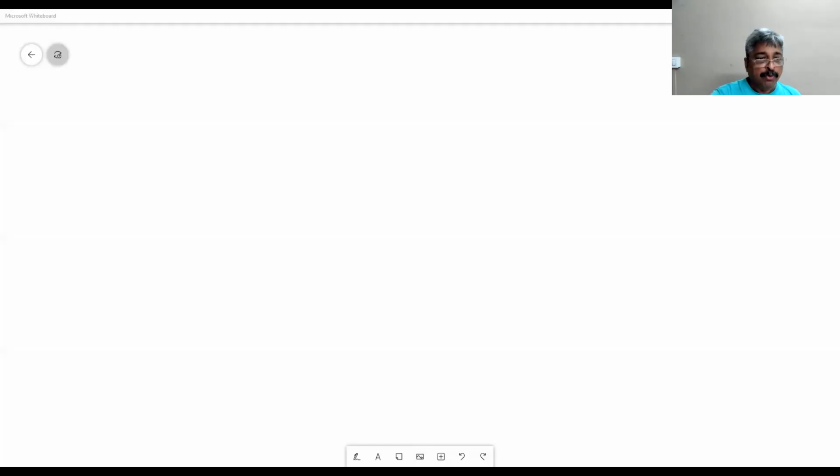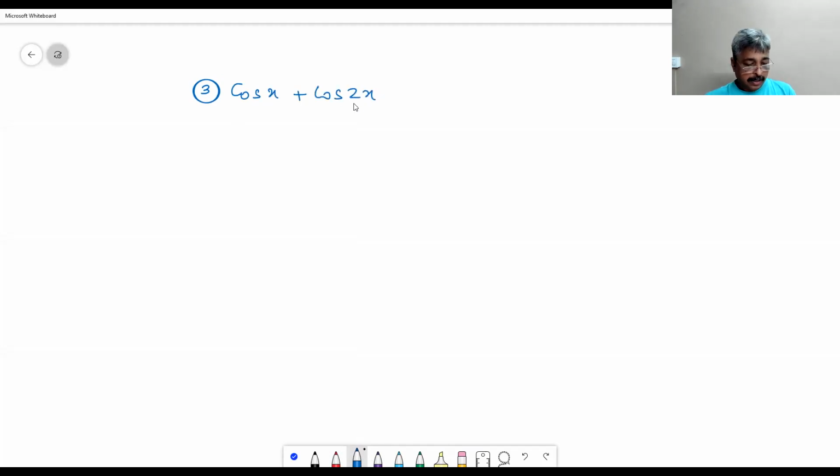Let us solve a couple of more problems of trigonometry using complex numbers. Now you know the trick, so you will be able to solve this problem relatively quickly. Let me call this the third problem: cos x plus cos 2x minus cos 3x is equal to 1. Solve the equation.